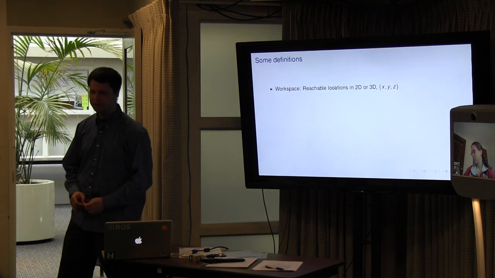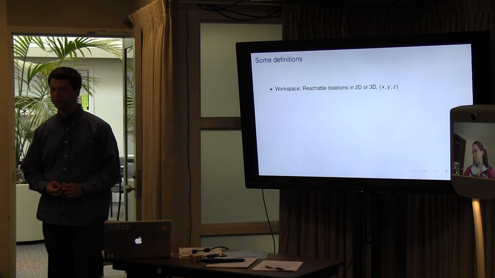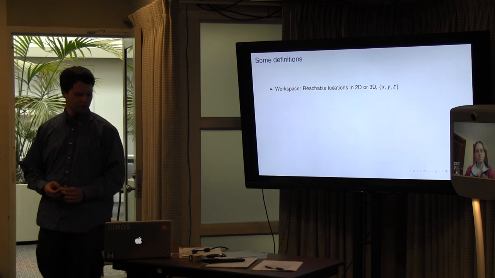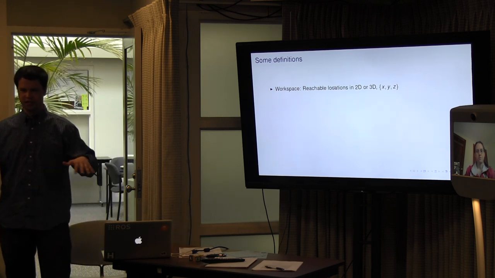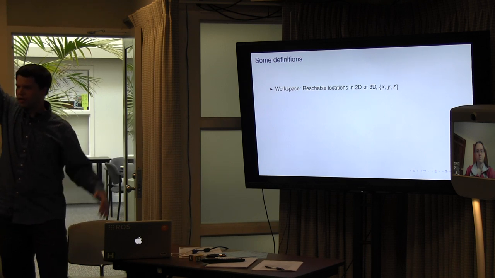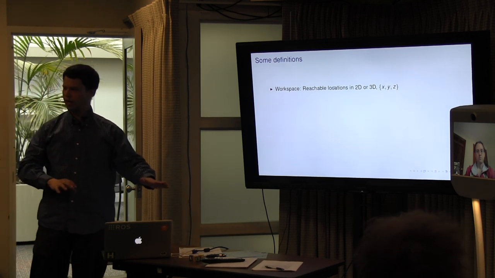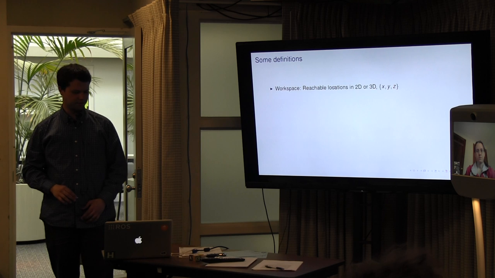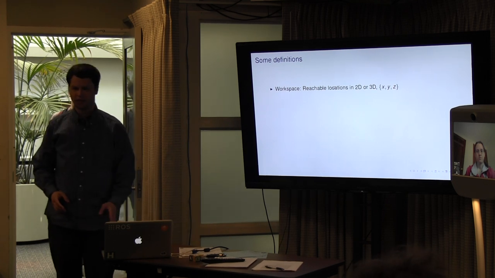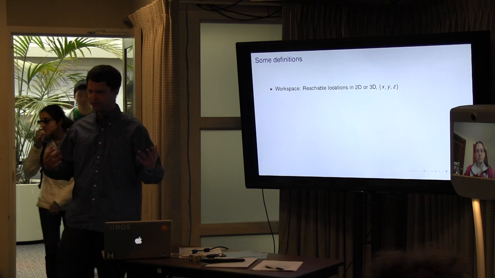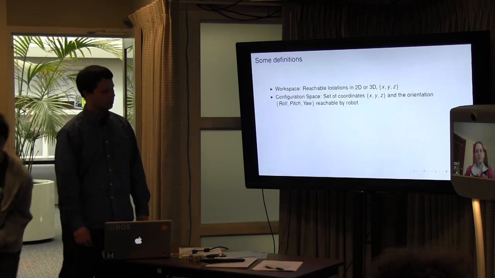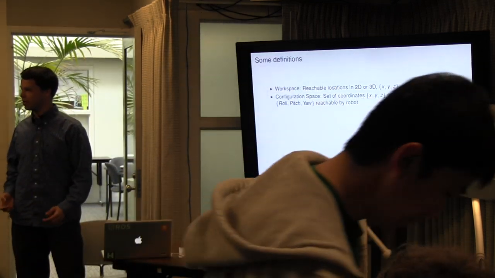To give you some definitions that we use in robotics, a workspace is basically all the positions that a robot can reach. It's just an X, Y, Z location. For example, this laptop's in my workspace. Kevin is not in my workspace. Just X, Y, Z.